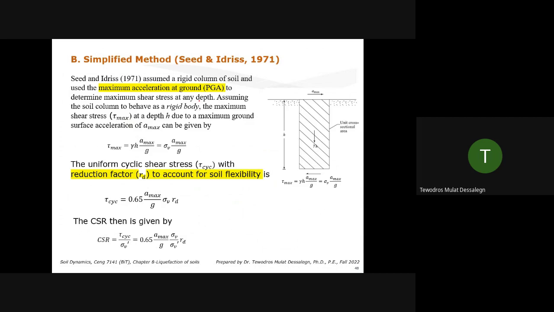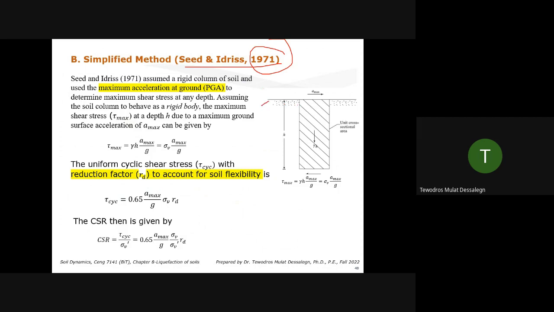Or the other approach, which used to be done in the past, even now it's very popular. I used this method to estimate, both ways, the simplified method and the SHAKE approach. The simplified method is older, before even SHAKE was born, I believe. This is from 1971. SHAKE was developed in the 1990s. Seed and Idriss, 1971, assumed a rigid column of soil.